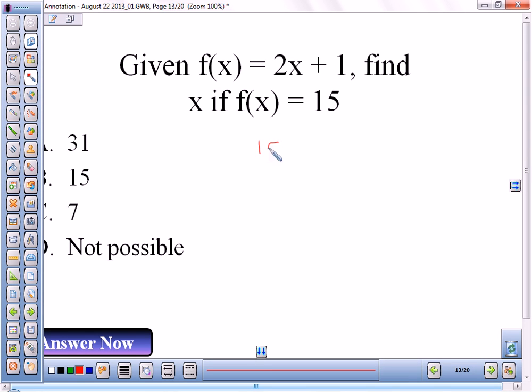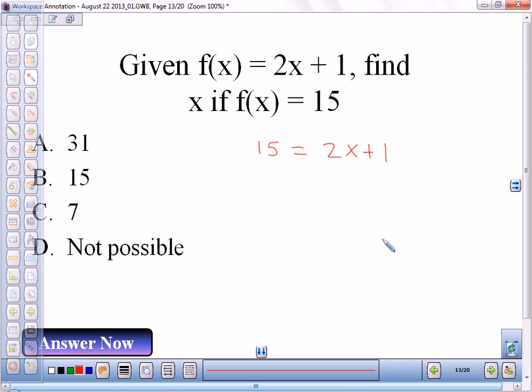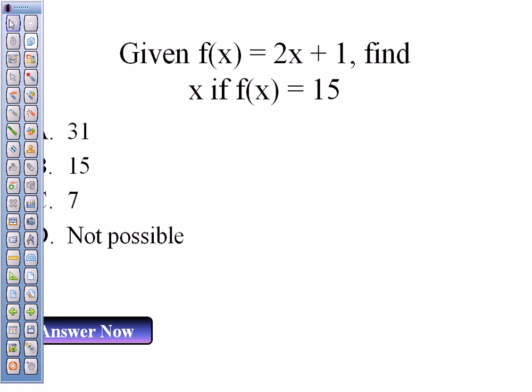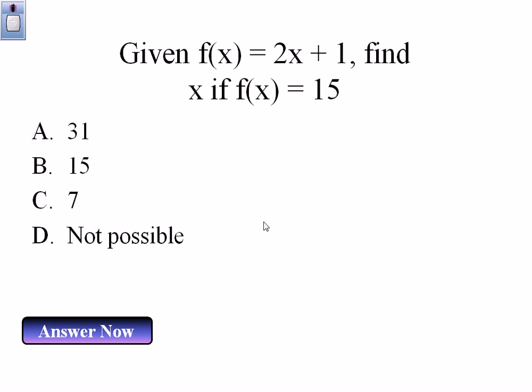So I set 15 equal to 2x plus 1. And we solve that and we get 7. Okay, look. This time instead of giving you a value for x, I gave you a value for the function. You had to take the function and set it equal to whatever the value of the function is.